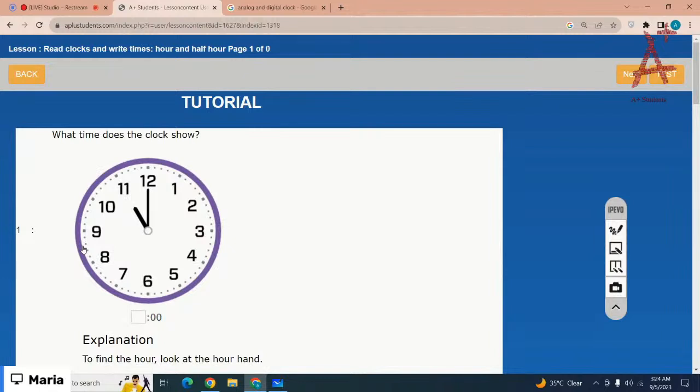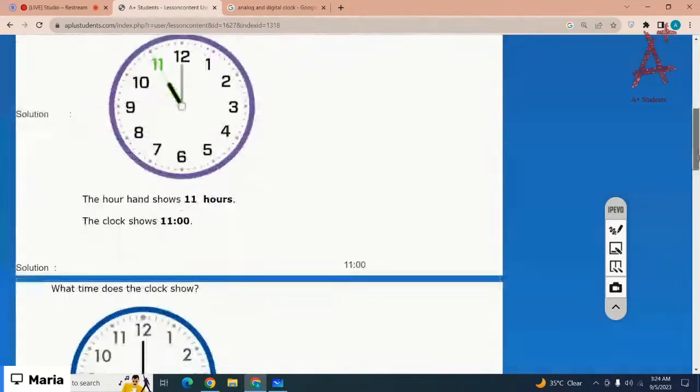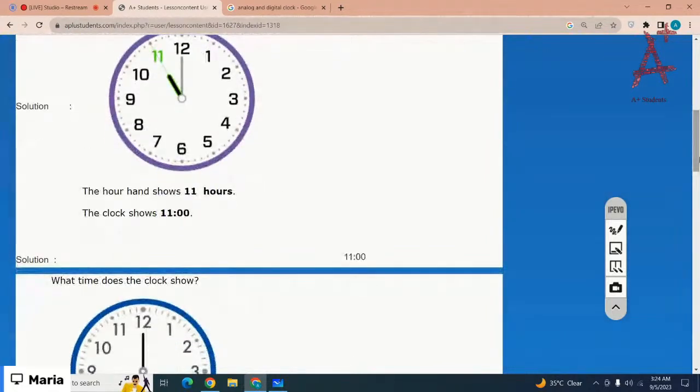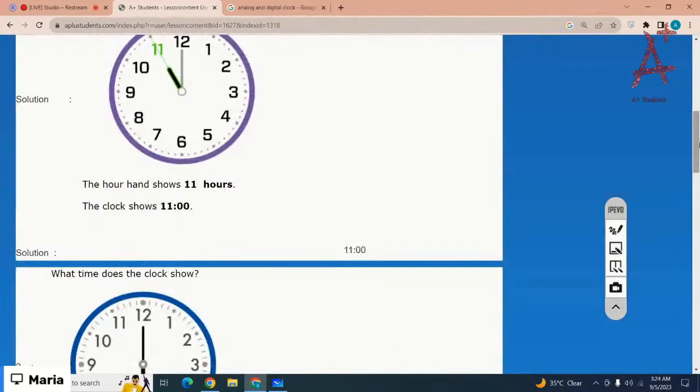What time does the clock show? To find the hour, you have to look at the hour hand, right? That is the hour hand, the shorter hand, and it directly points to 11, right? Then for the minutes, you have to look at the minute hand, and it directly points to 12, right? That means 0, so that means 11 hours and 0 minutes it is.